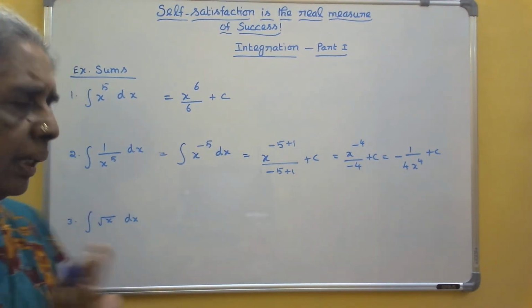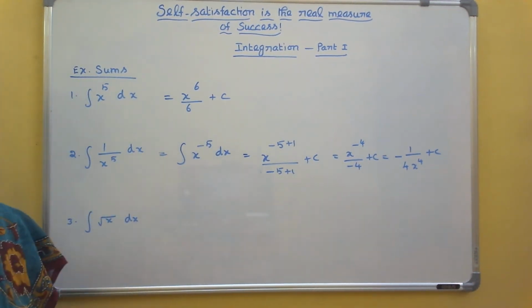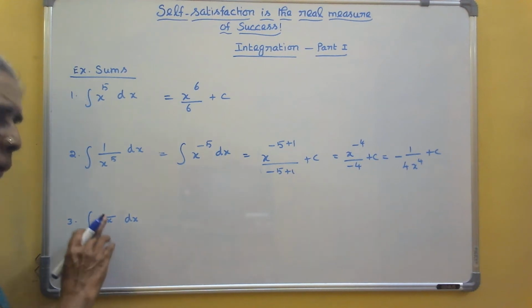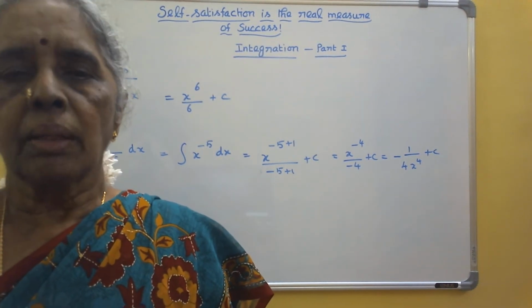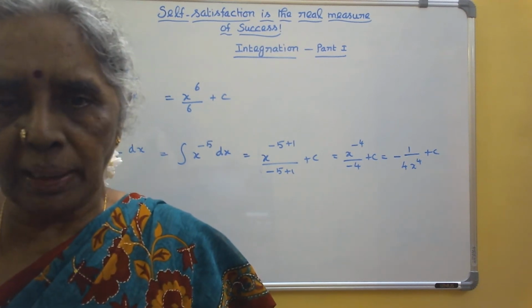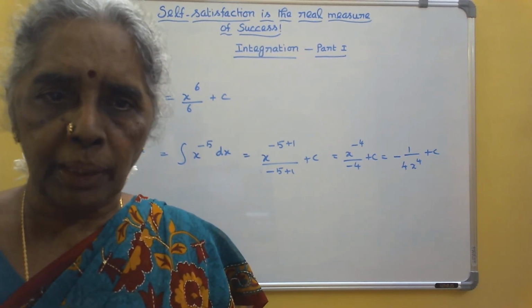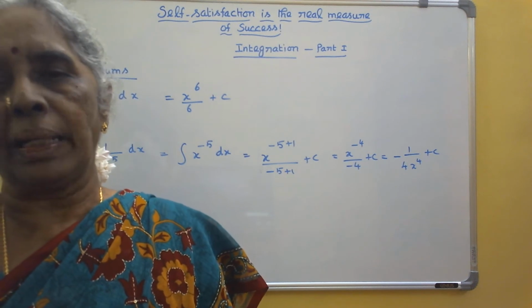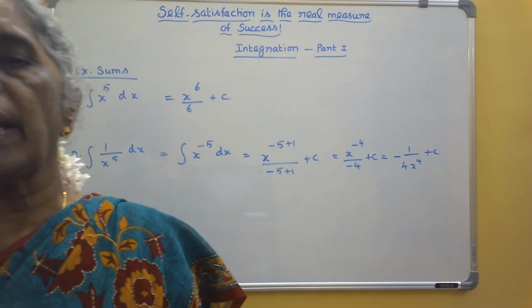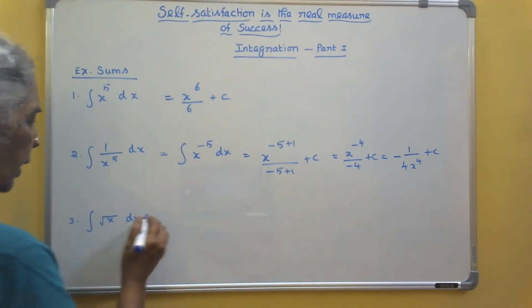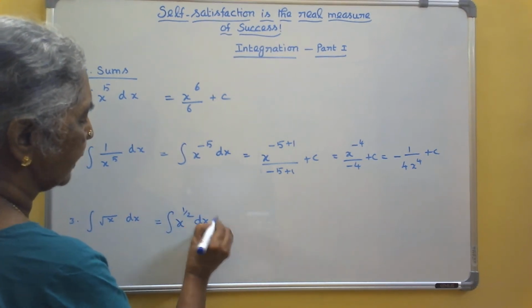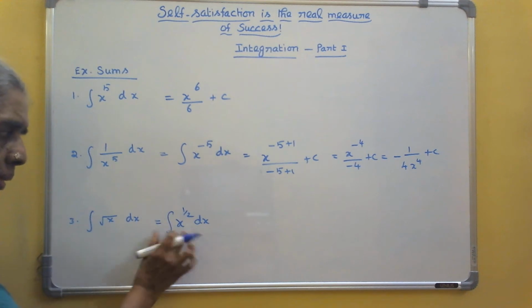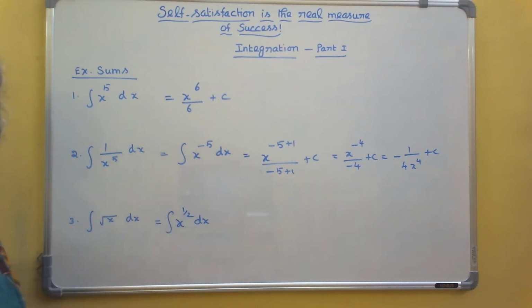Okay. Here, if you look at the third sum, it is not very different, but the only thing is, if it is root x, it is x power half. Your n is half. Suppose you have that root x in the denominator, you first bring it to the numerator, so that will become x power minus half, and then use the same rule. Okay. So, now I will write it as x power half dx. Here I am just writing it properly, so I am putting the integral sign.